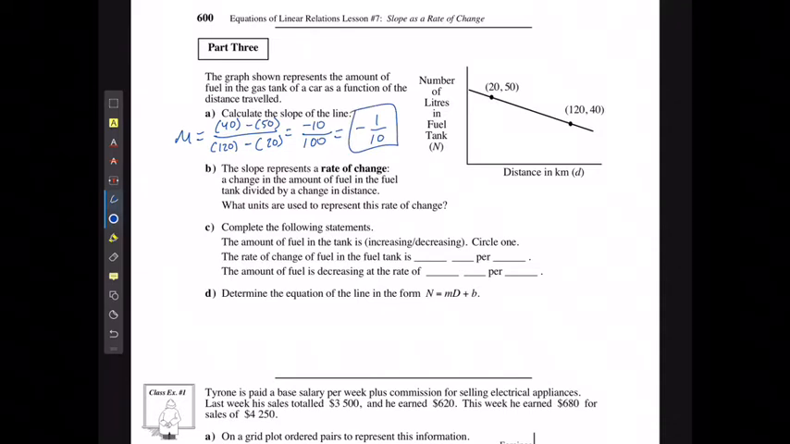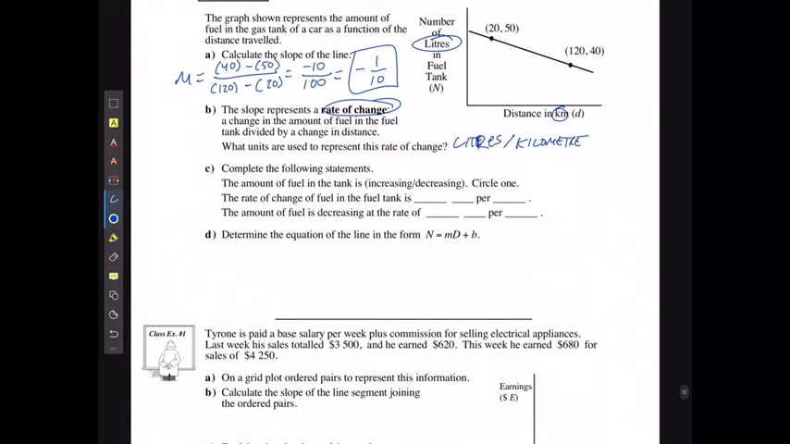The slope represents a rate of change, the change in the amount of fuel in the tank divided by a change in distance. What units are represented in this case? Well, the liters of the fuel and the kilometers in distance. Now, complete the following statements. The amount of fuel in the tank is decreasing.